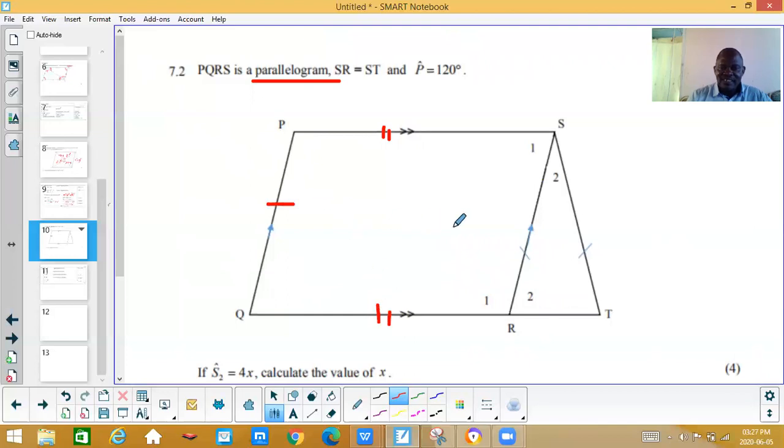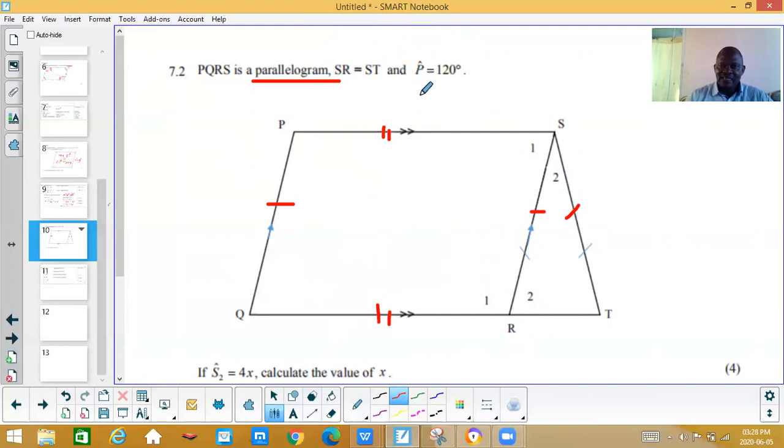This one is equal to that. Opposite sides are parallel and equal. Now, we are also given that SR is equal to ST. So SR is equal to that. We mark this one with the same line of magnitude.